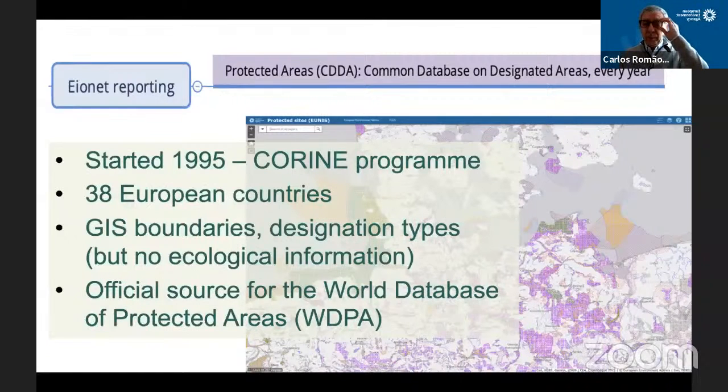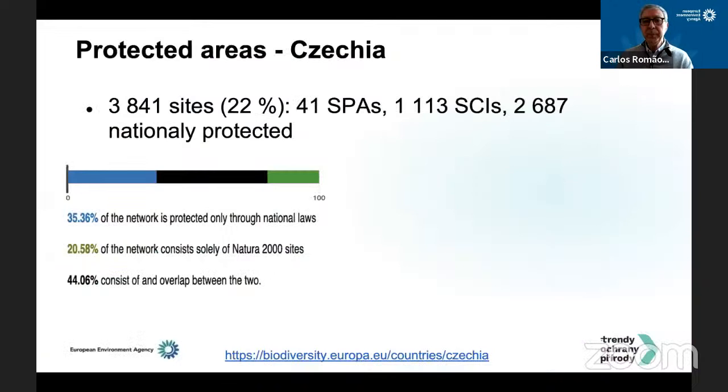And also, the collection of this data is given to the World Database on Protected Areas, so the countries don't have to also send this data to this database. We do it on behalf of the countries. And this is just pulling out information from Natura 2000 and from this CDDA database. I just took some figures for Czechia in terms of the number of sites, and we can see that, for instance, about 35% of the sites reported by Czechia are only reported through national law, so they are not Natura 2000.